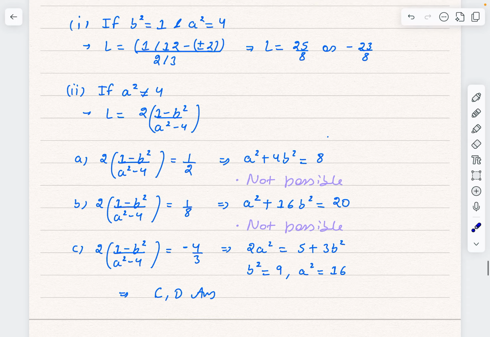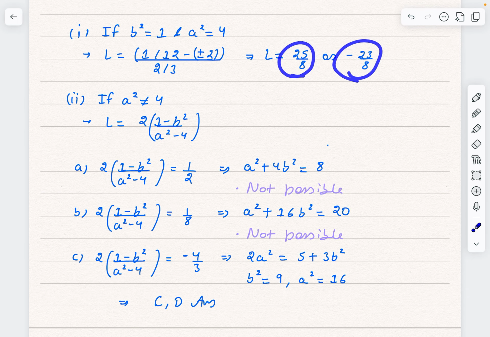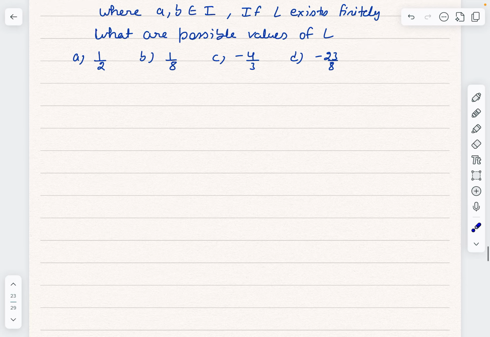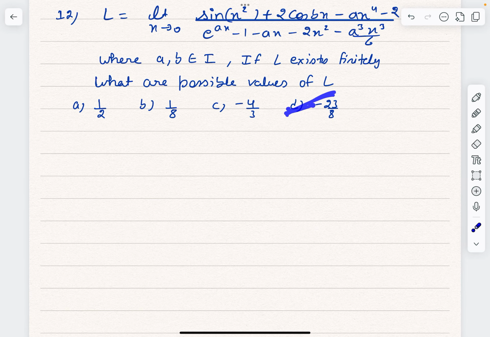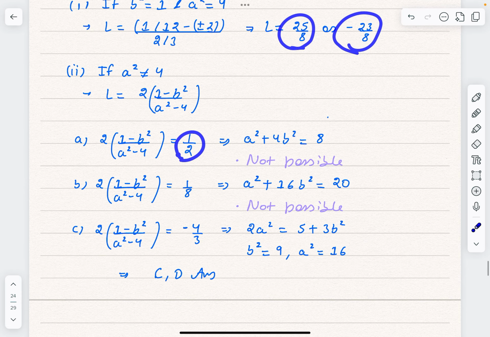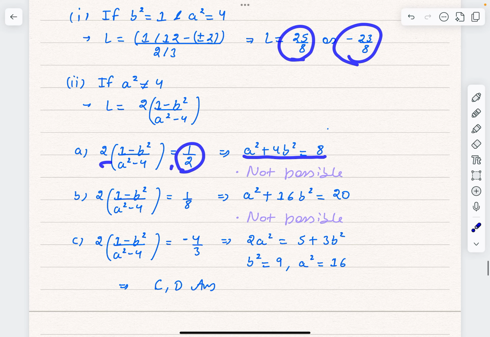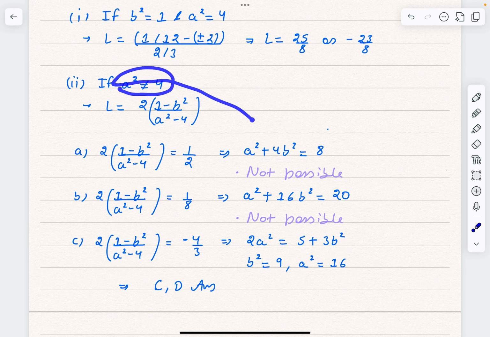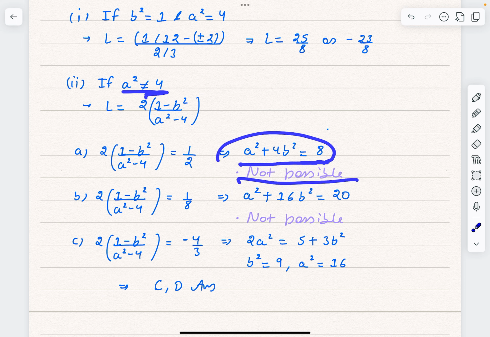Right now we got 25/8 and −23/8, which is option D. A, B, C we will have to check. First we see 1/2. If you put 1/2, you get a² plus 4b² equal to 8, which is not possible because a² is not equal to 4 here. This could have been possible if you take a² as 4 and b² as 1, but we can't do that. If a² is not 4, then this cannot be equal to 8. So this is not possible.